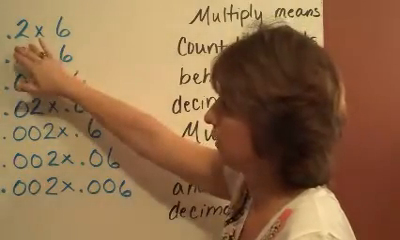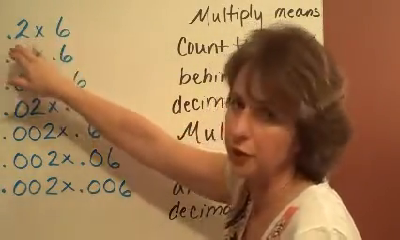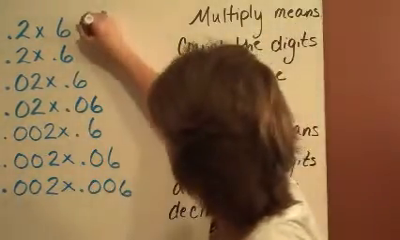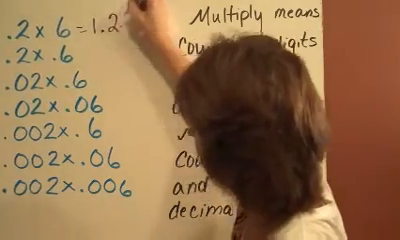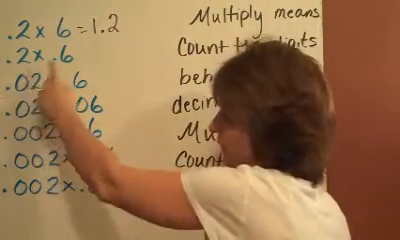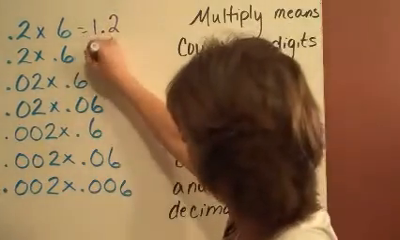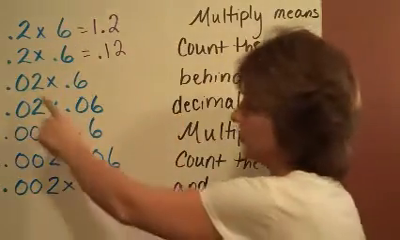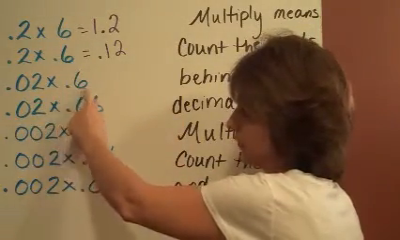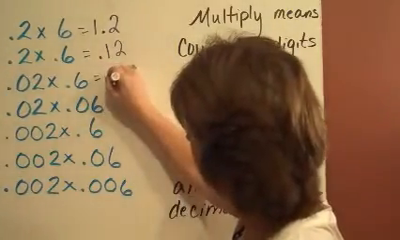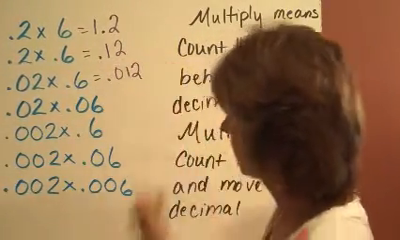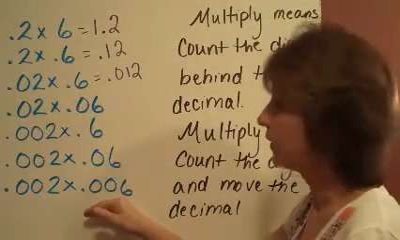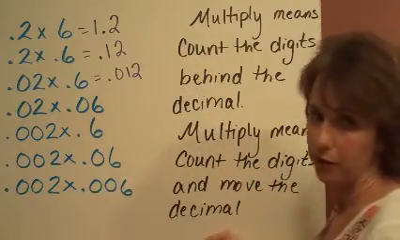This one we can do because it's 6 groups of 2/10. 6 groups of 2/10 is the same as 1 and 2/10. 2/10 times 6/10 is 12 hundredths. 2 hundredths times 6/10 is 12 thousandths. Now, before I finish these with help from you, this is another part of our song that we learned about adding and subtracting decimals.